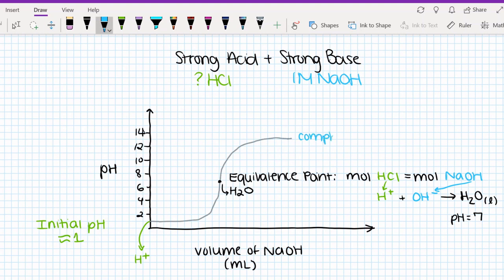Beyond the equivalence point, we continue to add sodium hydroxide, but there is no acid left to react with the sodium hydroxide. The pH increases to around 13 because this is a strong base. At this point, the titration has gone to completion.